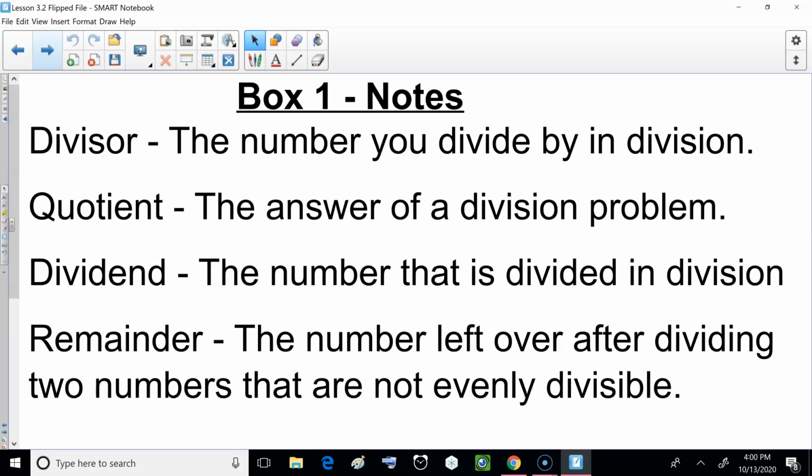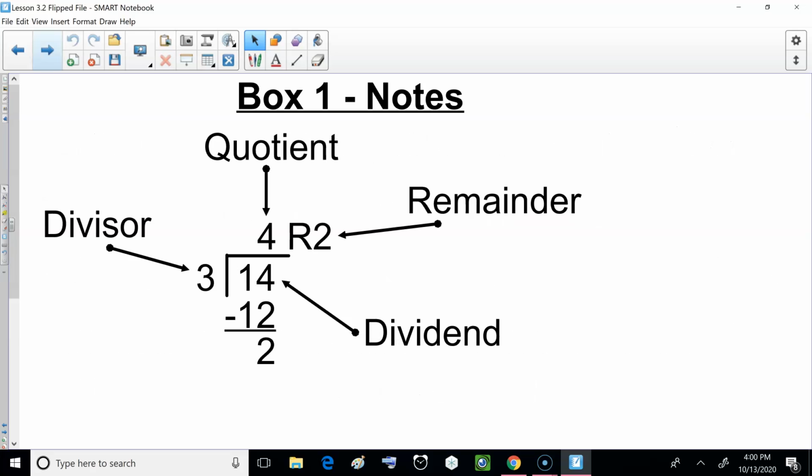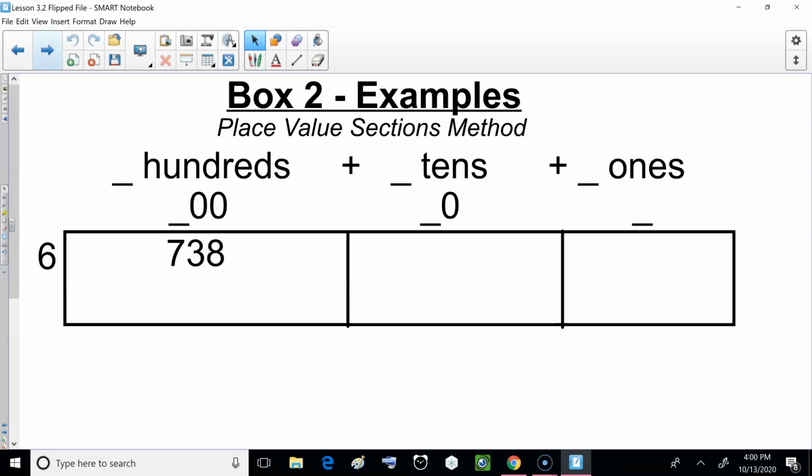So we see in our words again: divisor, the number you divide by in division; quotient, the answer of a division problem; dividend, the number that is divided in division; and remainder, the number left over after dividing two numbers that are not evenly divisible. And this is a picture reminder, shows where all those parts are in a problem. As a constant reminder, we're constantly looking at these words to really help us out.